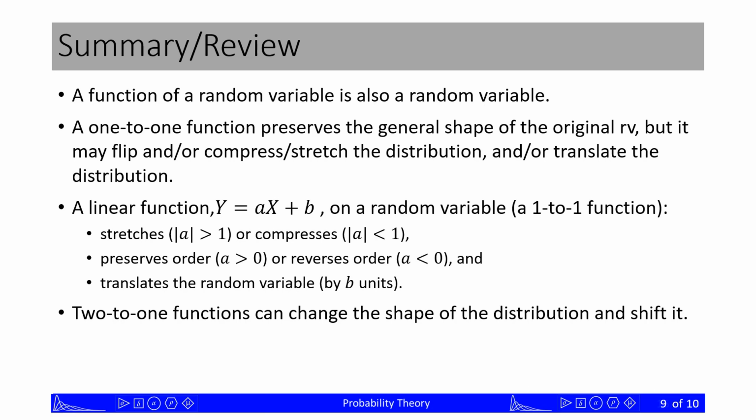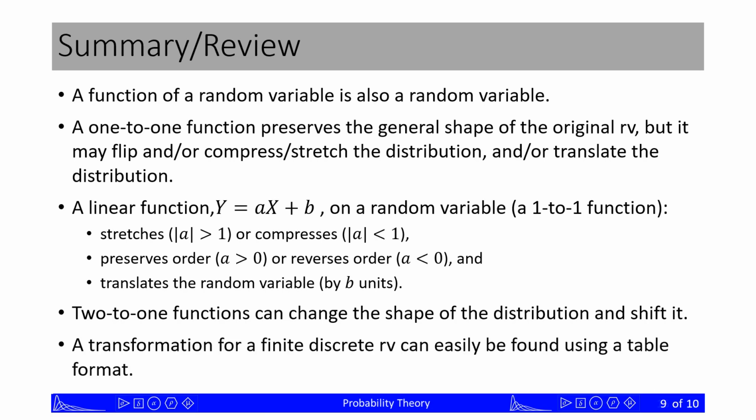I hope you will agree at this point that it is very easy to find the transformation of a finite discrete random variable using this table method.